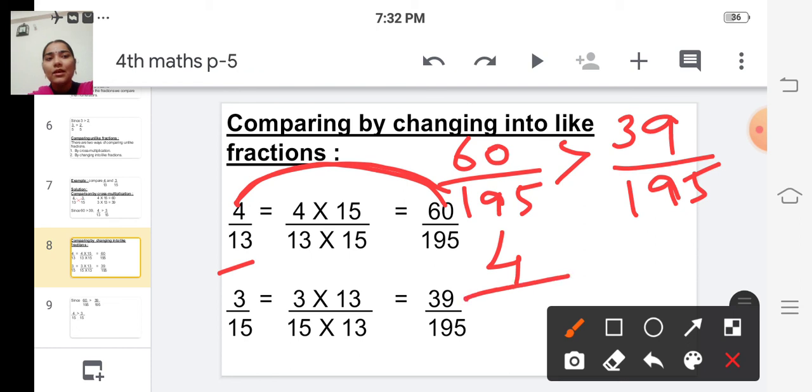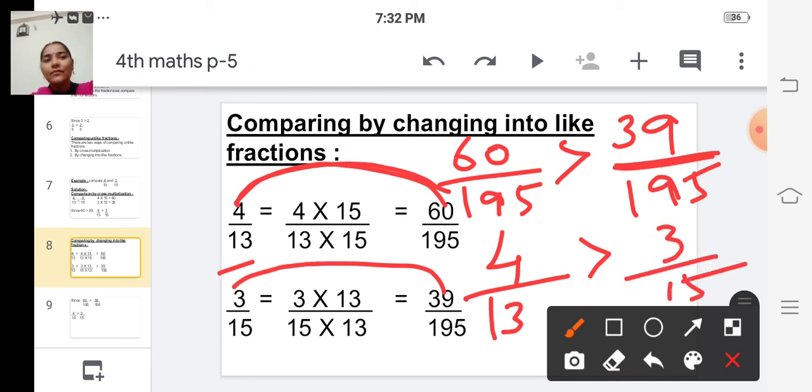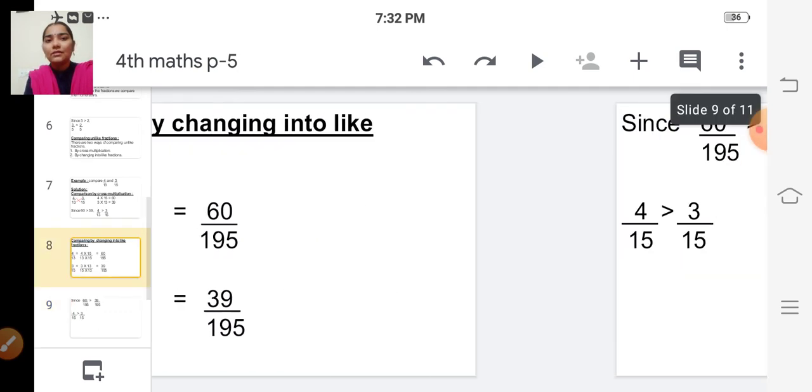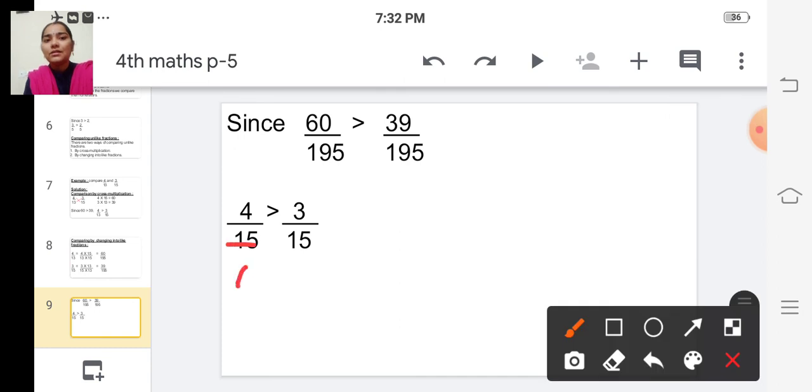So automatically 4 by 13 is greater than 39 by 195, which belongs to 3 by 15. So automatically 4 by 13 is greater than 3 by 15. Okay. So since 60 by 195 is greater than 39 by 195, 4 by 13 is greater than 3 by 15. Okay, is it clear?